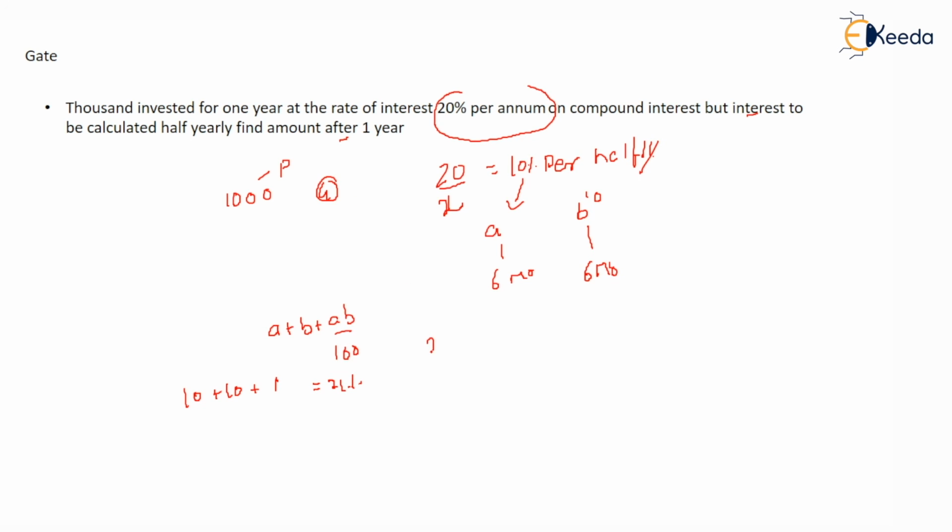So 21% into 1000. This comes out to be 210 rupees. 210 rupees is the interest that the person will get after 1 year, if the amount is calculated on a half yearly basis. Okay. Thank you.